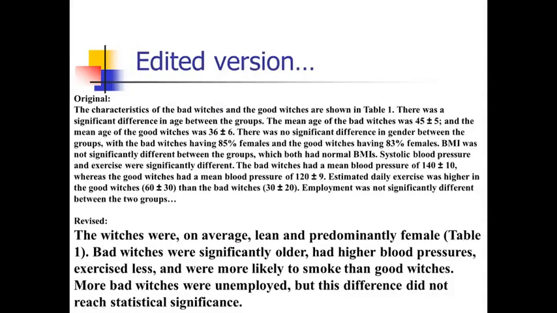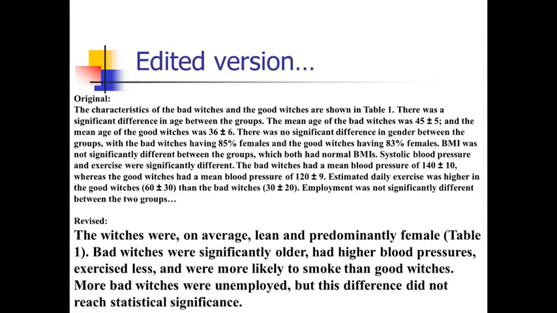It would say something like, the witches were on average lean and predominantly female. Here I'm just referring to Table 1 because I think my readers can figure out that it's a descriptive table. I want to point out that they were lean and predominantly female. Those are important characteristics about witches in general. I don't need to say the groups didn't differ on that, because again, the reader can go to the table and see that, and that's kind of implied here.